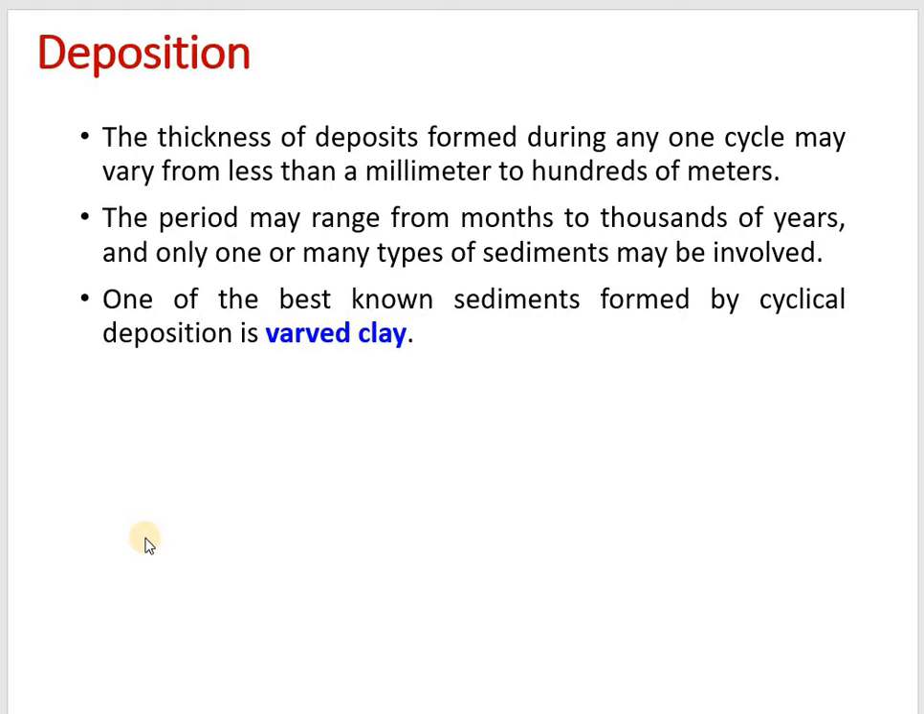The thickness of the deposit can vary from some millimeters to hundreds of meters, and the periods of these cyclic changes can range from months to years or even thousands of years. Either one type of sediment can be formed, or many types of sediments or stratified deposits can be formed. The best example of sediment by cyclic deposition is the varved clay. So let us look into detail about the characteristics of varved clays.